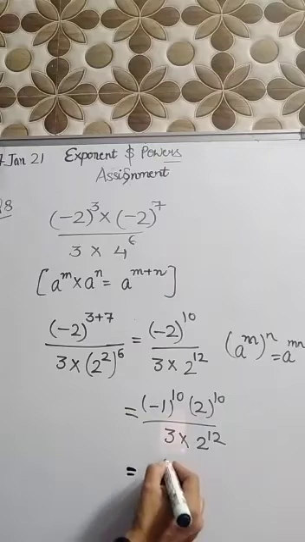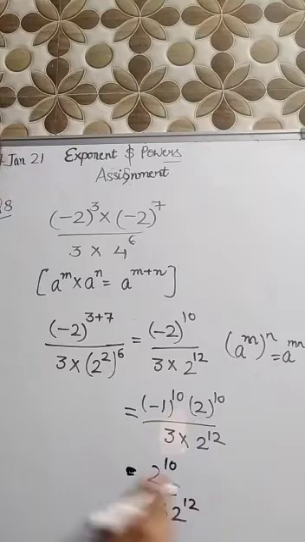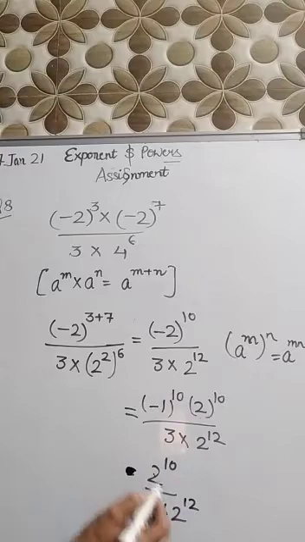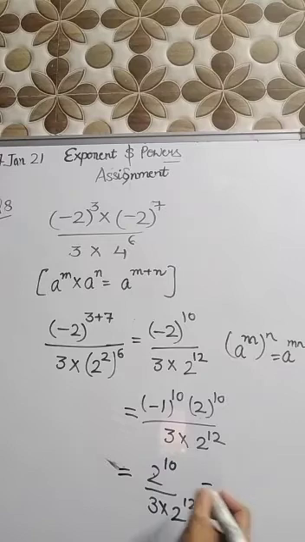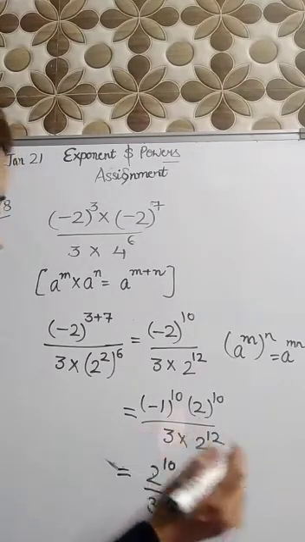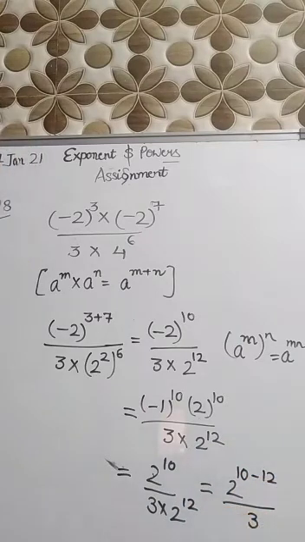And in the next step, it is 2 raised to power 10 upon 3 into 2 raised to power 12. In these two terms, in the numerator and in the denominator, we are having the same base, that is 2. And these are dividing. So subtract the power. If you take this 2 raised to power 12 in the numerator, it will become 10 minus 12 upon 3. Now I am writing another last step here. So if you subtract it, you will get 2 raised to power minus 2.